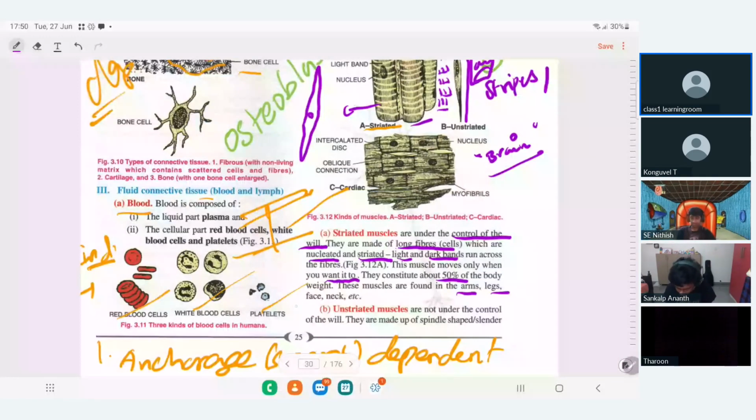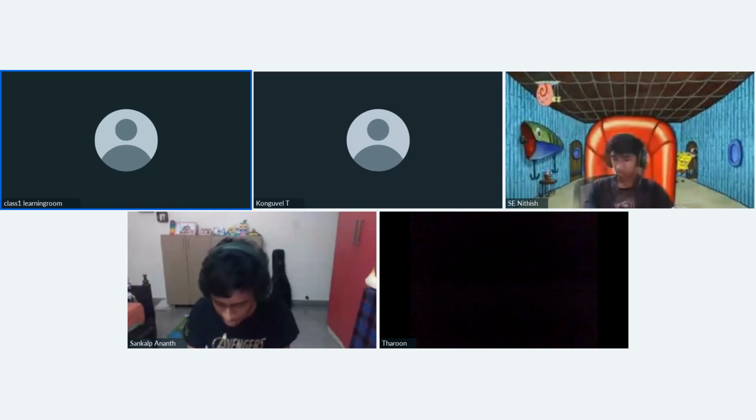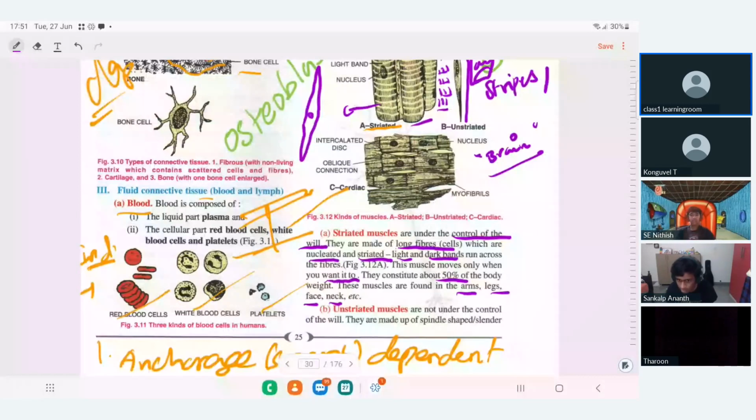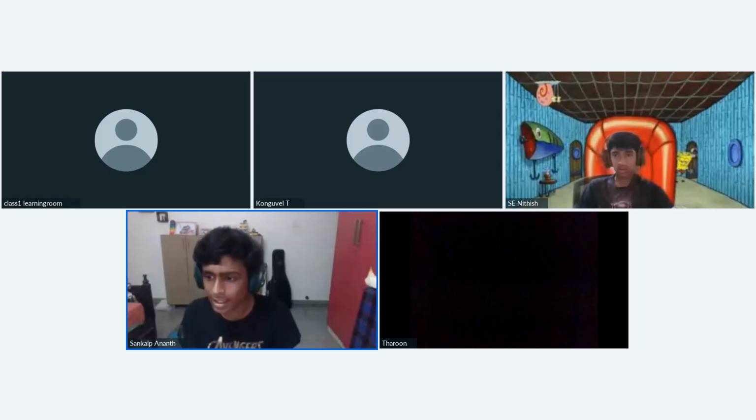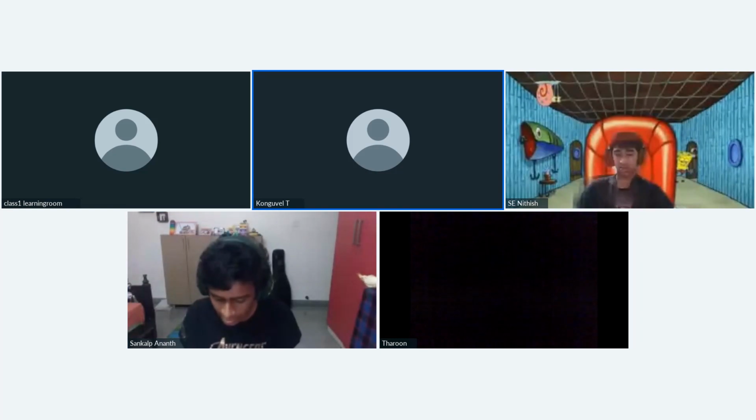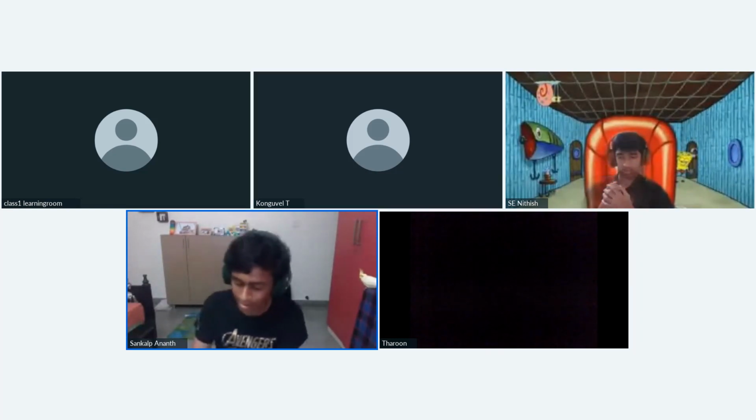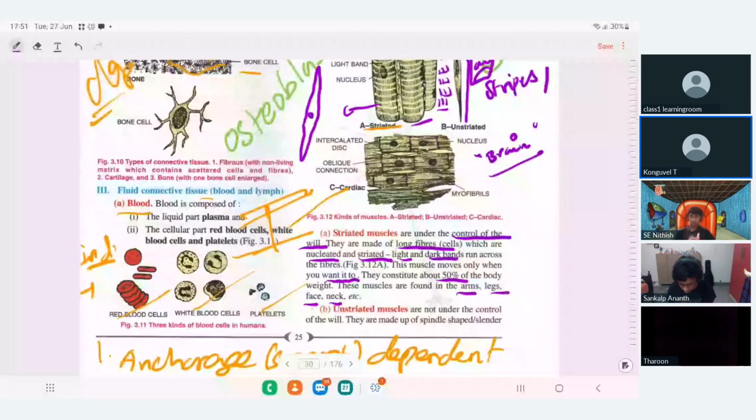These are striated muscles. Even eye blinking is striated, because you can think and control it. Unstriated muscles are present only in internal organs, like the excretory organs and the digestive organs. Can you control the digestion happening in your stomach? No.